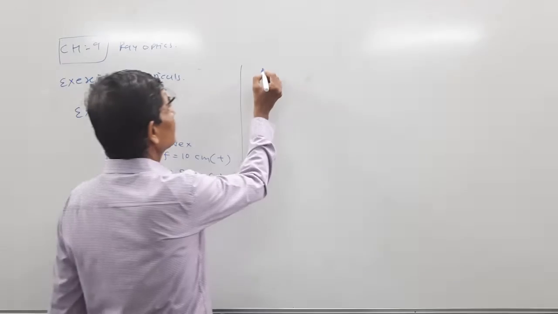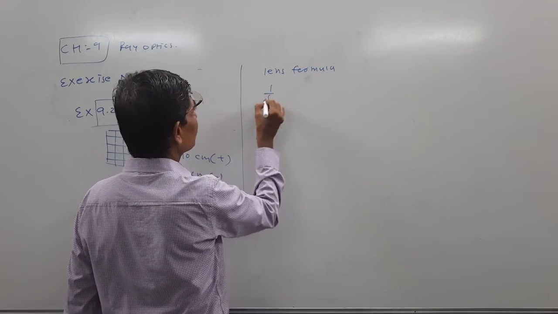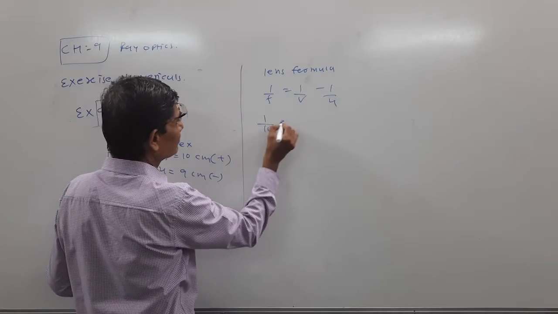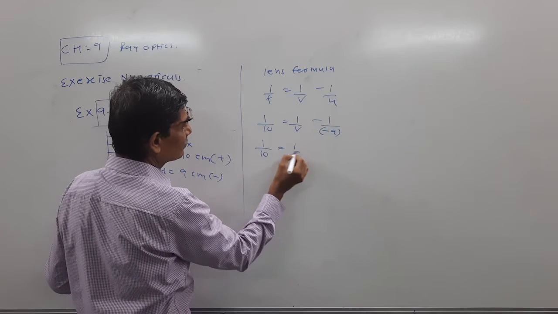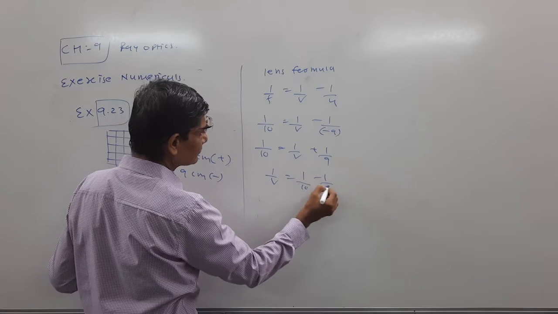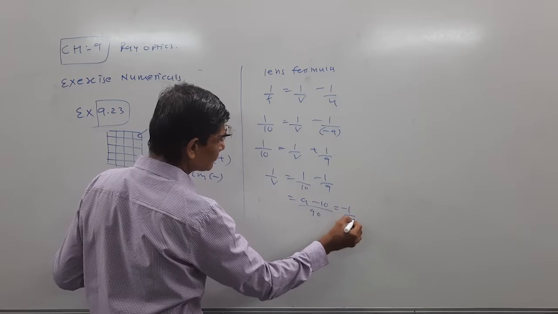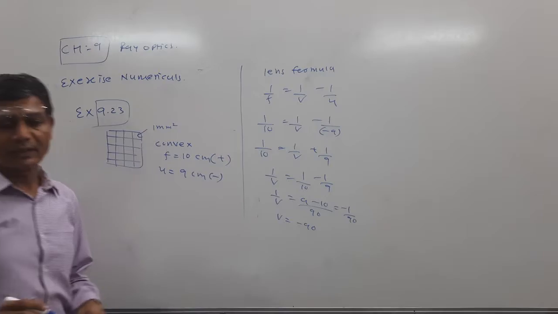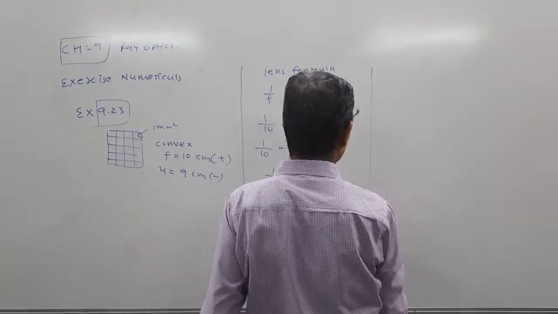Now we use the lens formula, that is 1 upon f is 1 upon v minus 1 upon u. Now f is positive, so this will become 1 upon v plus 1 upon 9 equals 1 by 10. So v will be minus 90. Now see the linear magnification.